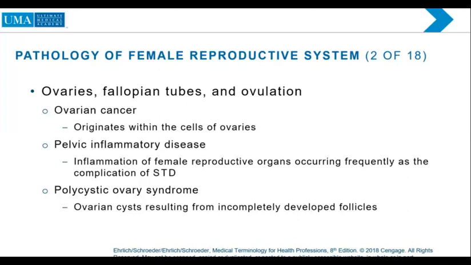Ovaries, fallopian tubes, and ovulation. Ovarian cancer. This is cancer originating within the cells of the ovaries. Pelvic inflammatory disease. Inflammation of female reproductive organs occurring frequently as a complication of STDs or sexually transmitted diseases. Polycystic ovary syndrome is ovarian cysts resulting from incompletely developed follicles.